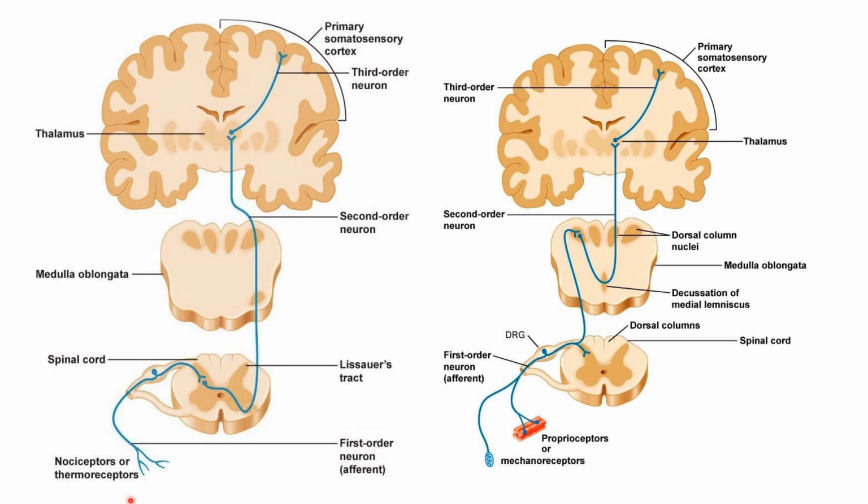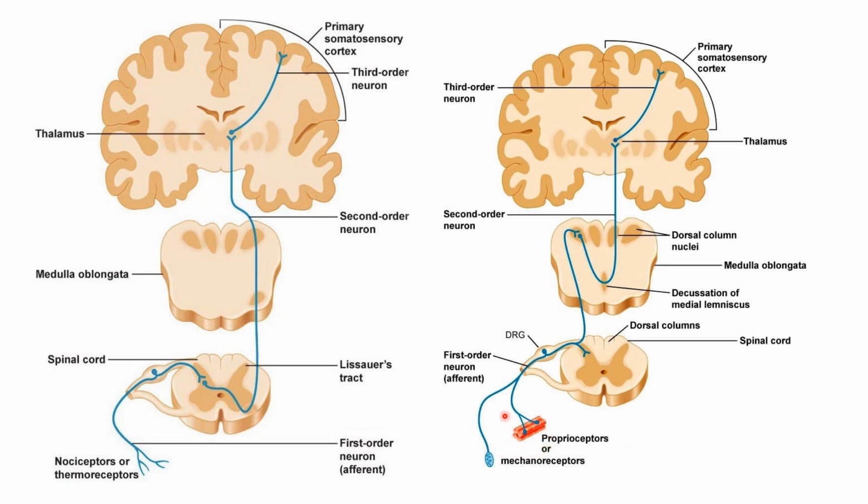Some groups of sensations are carried through different pathways. For example, pain, temperature, and crude touch cross in the same spinal segment and ascend in the spinothalamic tract. In that, pain and temperature sensations are carried via the lateral spinothalamic tract. Pressure and crude touch are carried via the anterior spinothalamic tract.